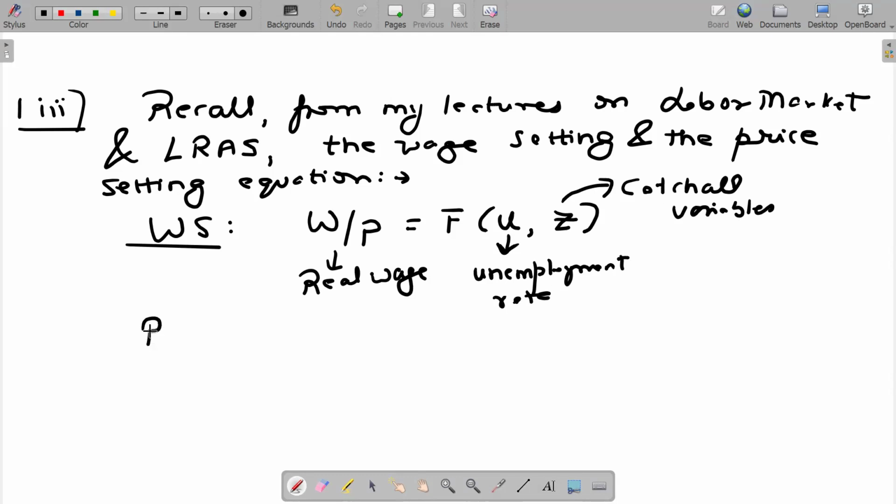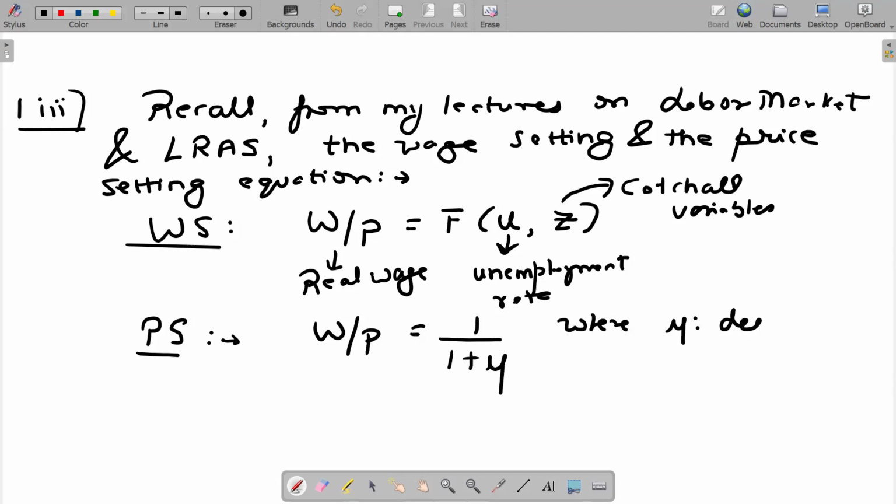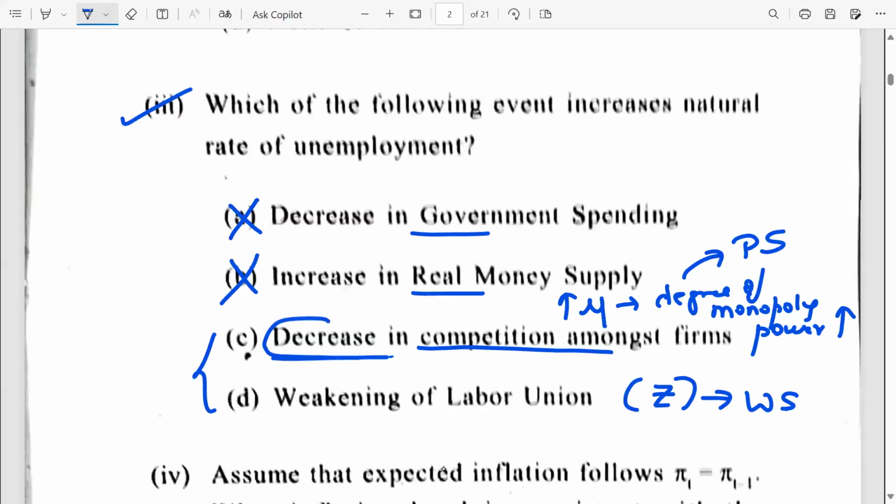Okay, and my price setting equation was W by P is equal to 1 over 1 plus mu, where mu denotes the degree of monopoly power. So students, if you look at the third option, let's look at this option: decrease in competition among the firms.